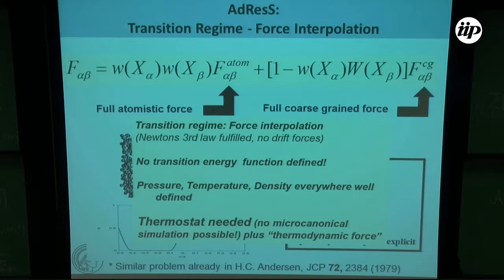Okay, so this is the summary of what I just said. The pressure, temperature, and density are everywhere well defined, but it needs, of course, a thermostat, because I need a thermostat which accounts for the difference in the free energy or whatever from the potential one has there in the coarse-grained and the atomistic region, which might be like this. So this I have to introduce.